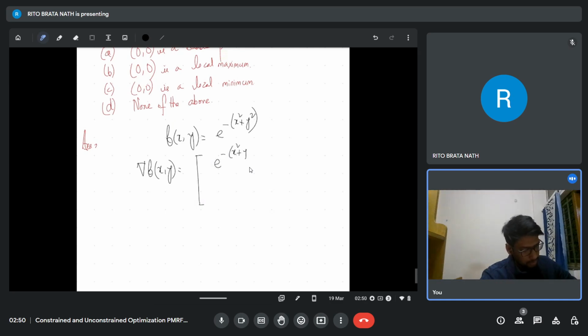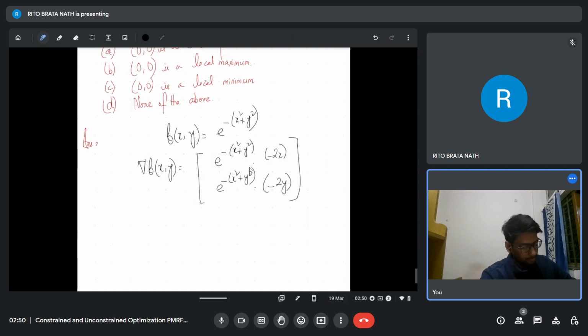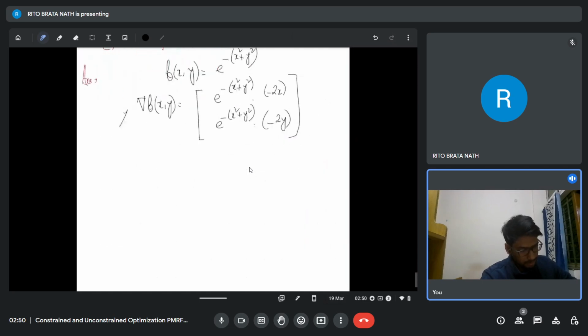So this is the same thing times minus 2x, and this one is the same thing times minus 2y. And now, this is the gradient vector.